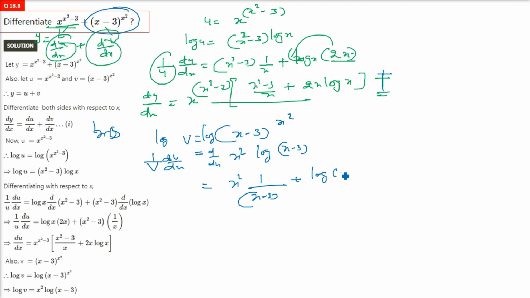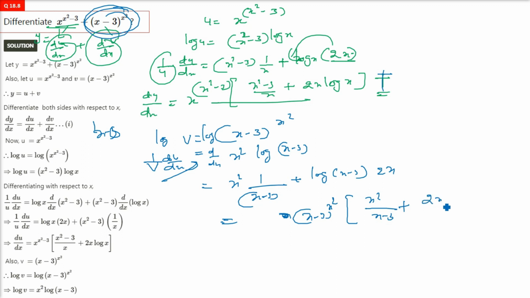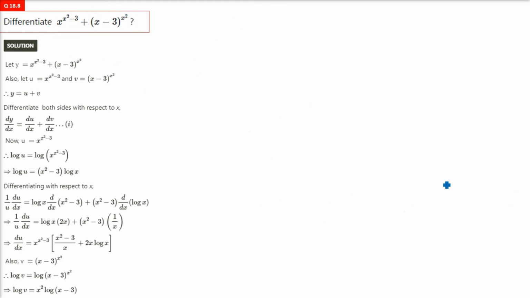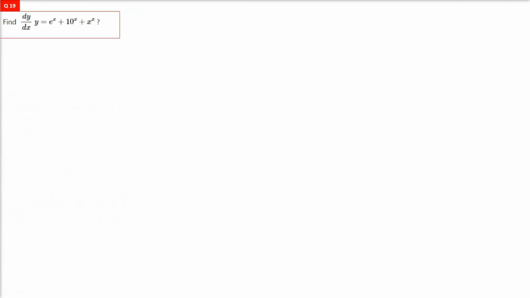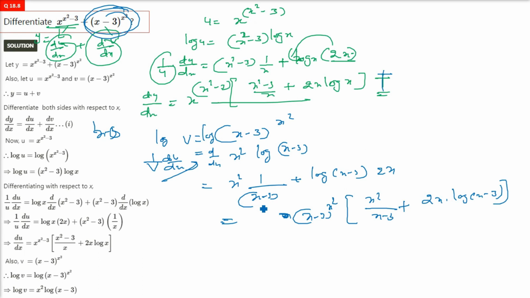Now log (x minus 3), differentiation of x square is 2x. So you have x square divided by (x minus 3), and v you also have to take on the right hand side. So (x minus 3) to the power x square, times x square by (x minus 3), and 2x will come in front, and then log (x minus 3). So this term has to be added. You see, these two are the results. So these two results have to be added, this term plus this term, the blue one with the green one, and that is going to be your final result.